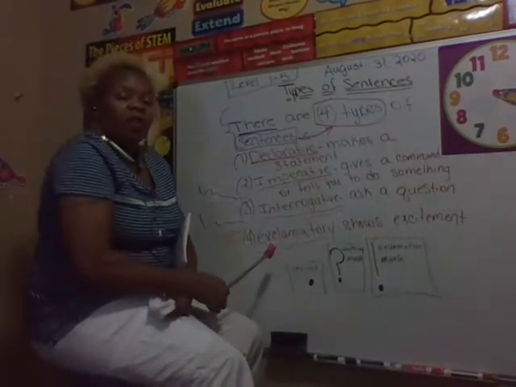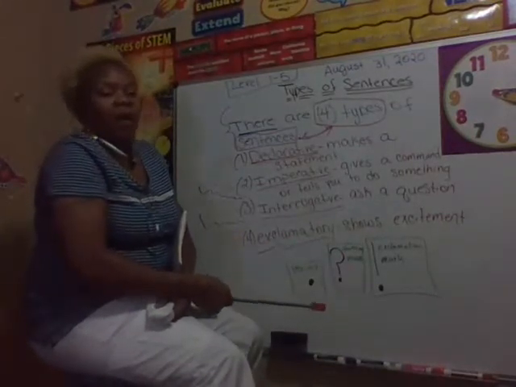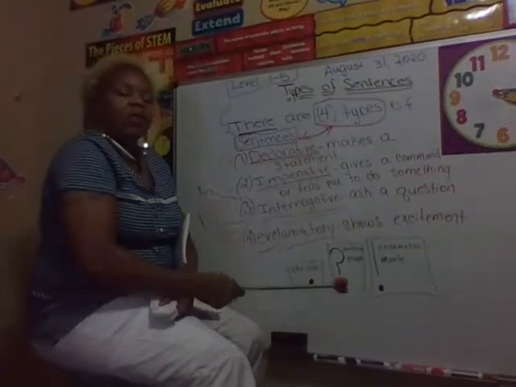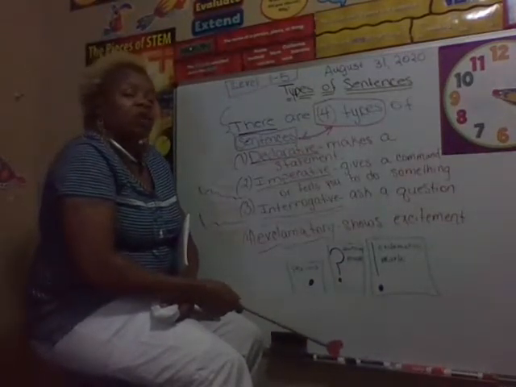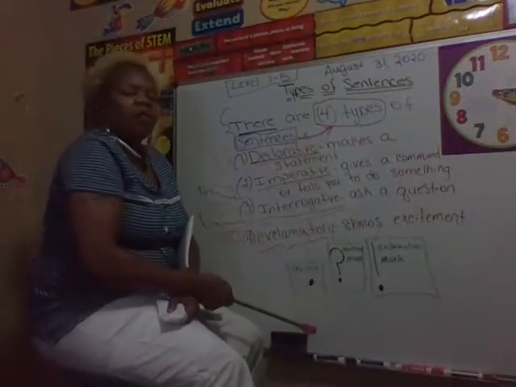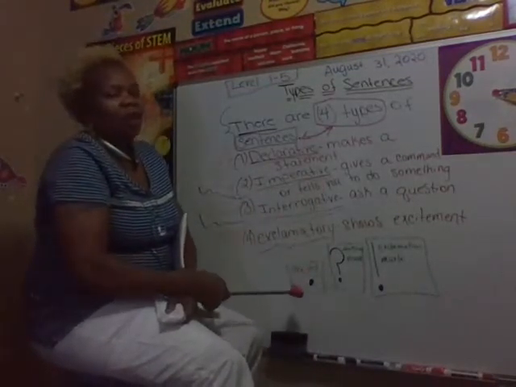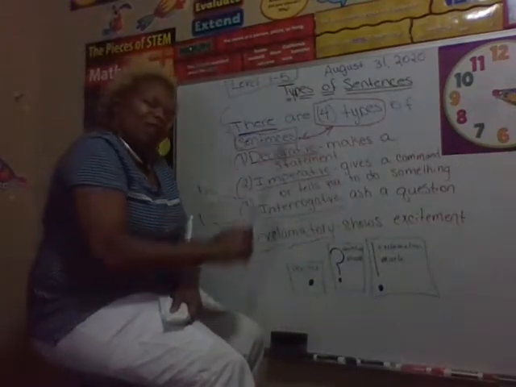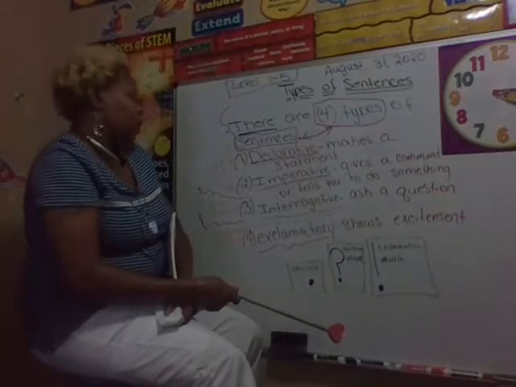A declarative sentence simply tells you something without asking a question, without showing excitement, or without even giving you any kind of instructions. It's just telling you something, just letting you know what's going on. It's time for class. I just told you that it was time for class. Let's head back to the board. That type of sentence was declarative.